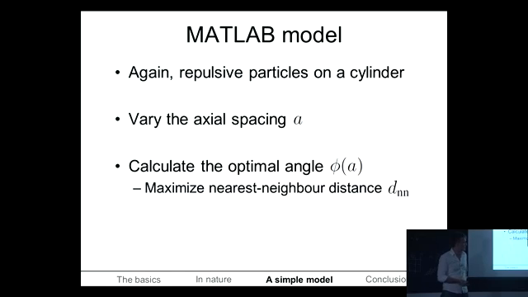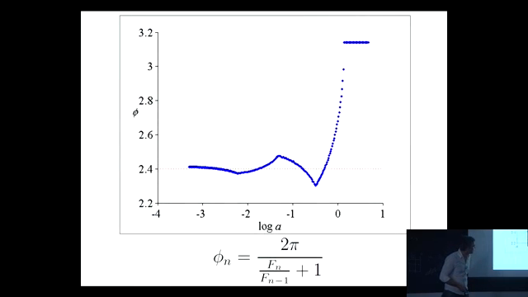The way I did that was just by assuming it was a purely nearest neighbor interaction. So I calculated all the distances and found the nearest neighbor distance, and then maximized that as a function of phi. And here are the results.